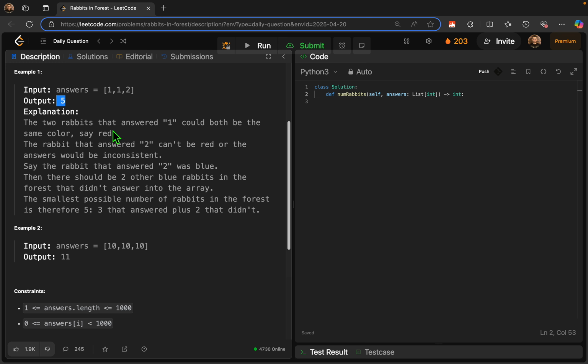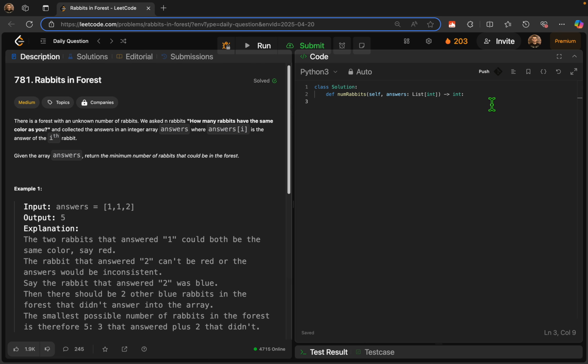The two rabbits that answered 1 could both be the same color, say red. The rabbit that answered 2 can't be red, or the answers would be inconsistent. Say this rabbit that answered 2 was blue. Then there should be two other blue rabbits in the forest that didn't answer in the array. The smallest possible number of rabbits in the forest is therefore 5: 3 that answered plus 2 that didn't.